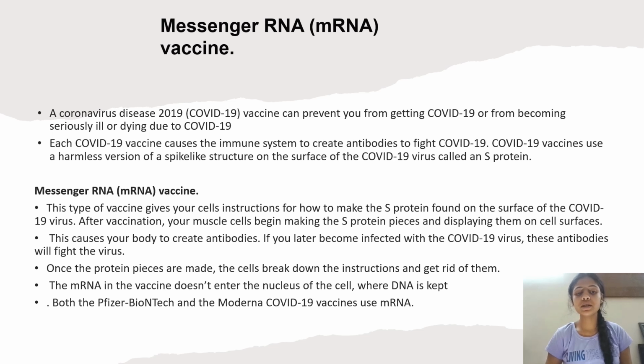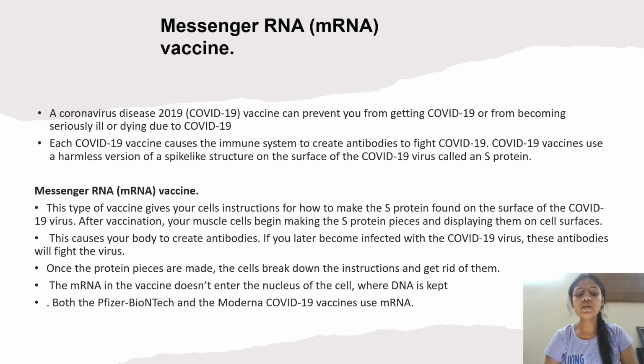A coronavirus disease 2019, that is COVID-19, vaccine can prevent you from getting COVID-19 or from becoming seriously ill or dying due to COVID-19. Each COVID-19 vaccine causes the immune system to create antibodies to fight COVID-19. These vaccines use a harmless version of a spike-like structure on the surface of the COVID-19 virus called the S protein. Messenger RNA: this type of vaccine gives your cells instructions for how to make the S protein found on the surface of the COVID-19 virus.